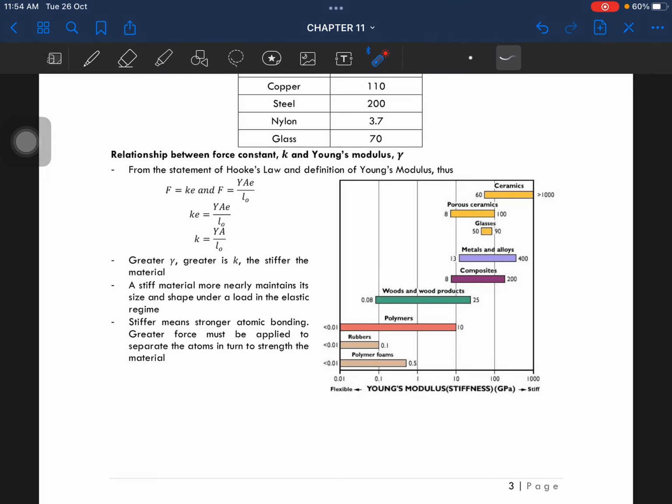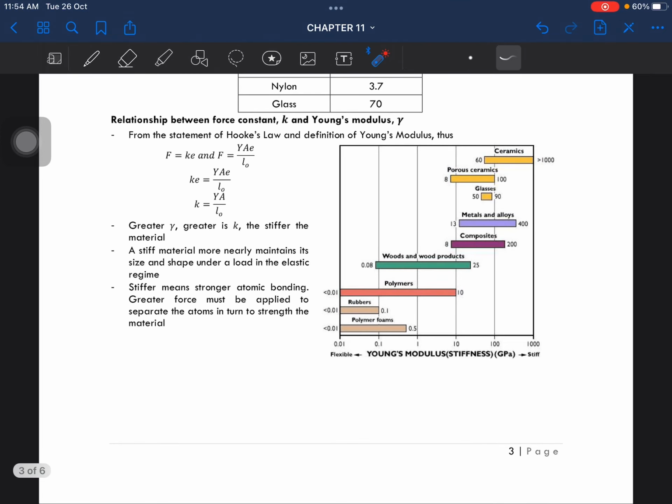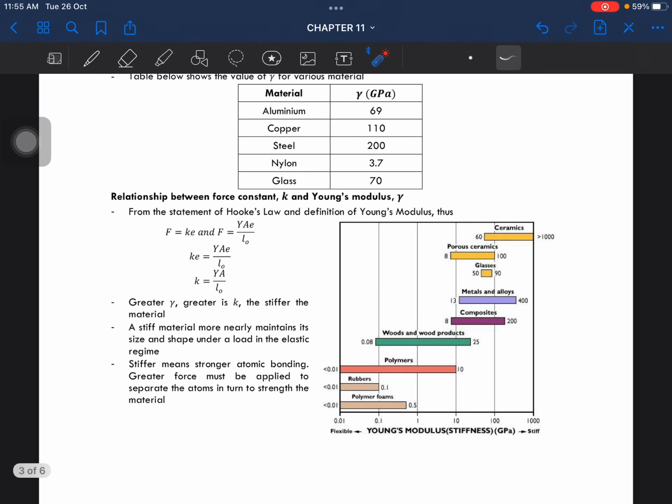will be stiffer lah. Okay, and then a stiff material more nearly maintains its size and shape under a load in the elastic regime, and stiffer means stronger atomic bonding lah. Okay, so in order to separate them, a greater force must be used lah. Okay, so basically Young's modulus is telling us about the stiffness of a material lah. Okay, so if you look at this table, the material steel is the most stiff lah. It is the stiffest among these materials shown here lah.